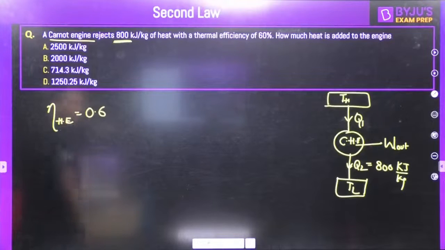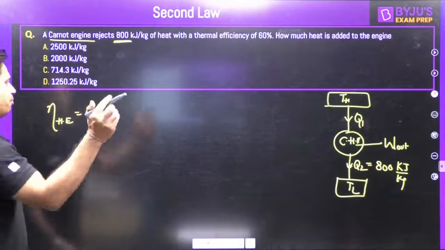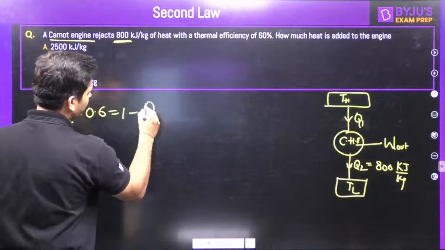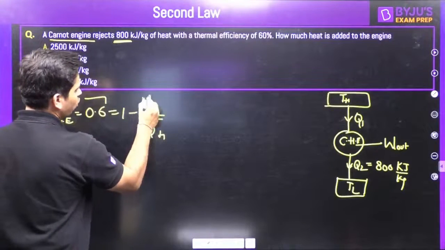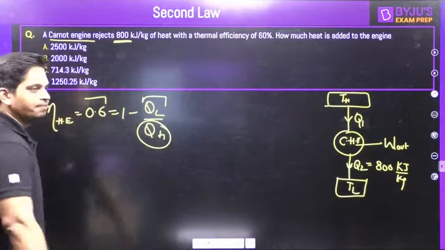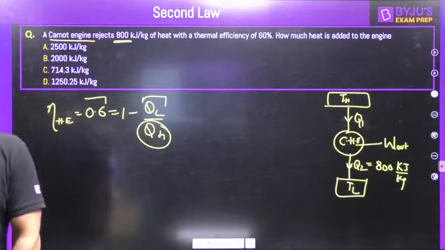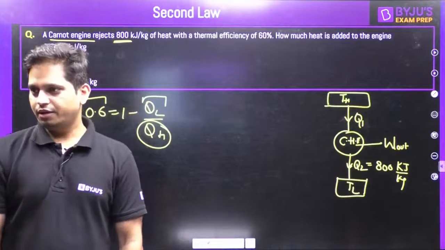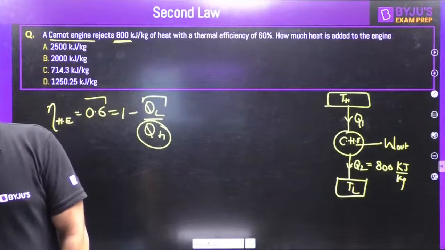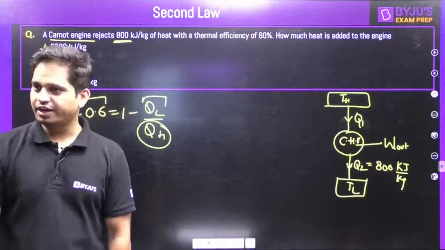Vijaya, that is correct, 2000 kilojoule per kg. Very simple. Nothing is there. Efficiency is 1 minus Q lower upon Q higher. We know this. Only one unknown. Vijaya, yes, that is B. Bhavya, that is correct.